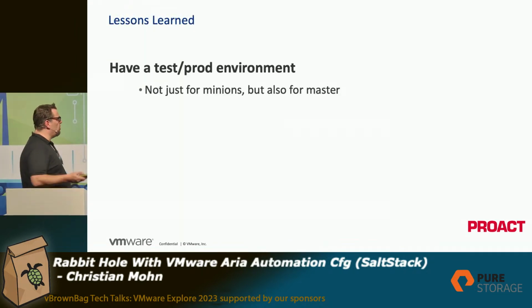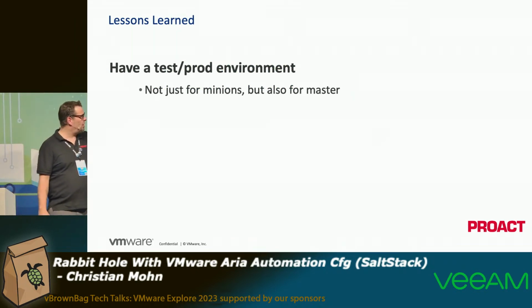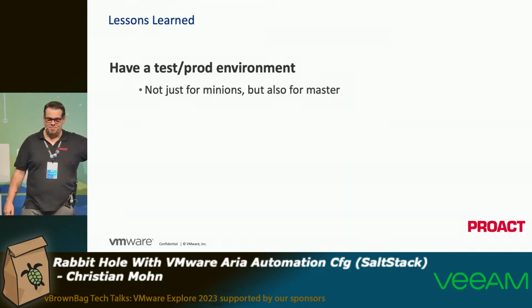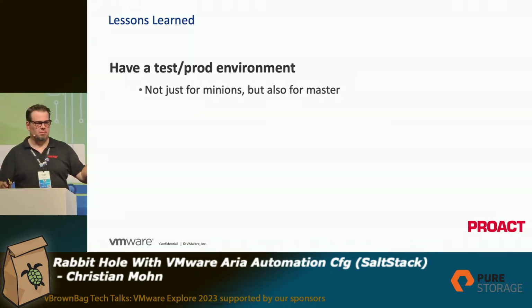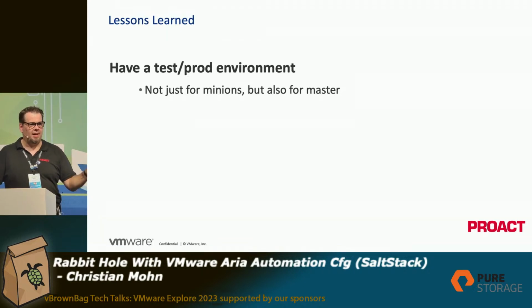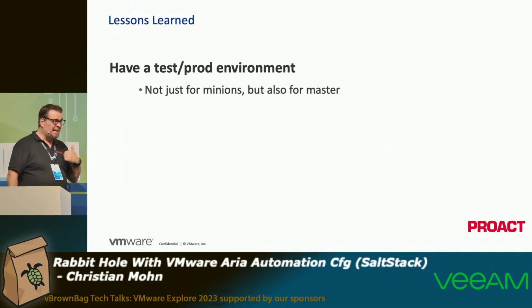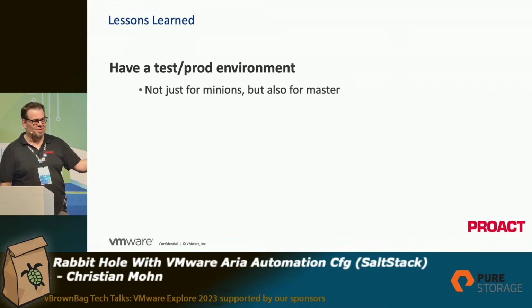A few lessons learned before the demos. Have a test environment. Not just for the minions when you test your recipes and states, but also for the master. It's really, really easy to destroy the ARIA automation config master and bring it into some kind of weird state that you're not going to be able to use it. It takes one command. So at least snapshot it before you try something strange, or have a test environment for it.